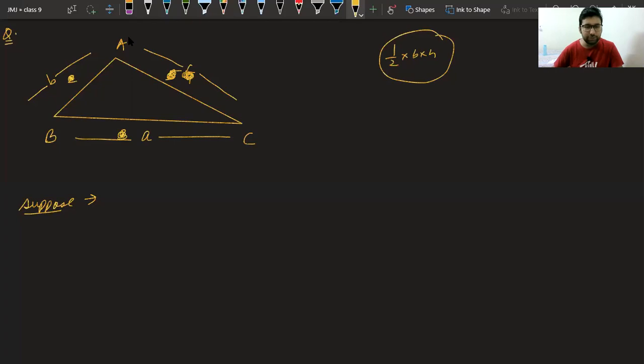So what we can do is, first we find the semi-perimeter. Now you will ask, what is semi-perimeter? Perimeter is the sum of all sides, and semi-perimeter is the sum of all sides upon 2. So it is given by a plus b plus c upon 2. If you add all the sides and divide by 2, that is known as semi-perimeter. We denote it by capital S.